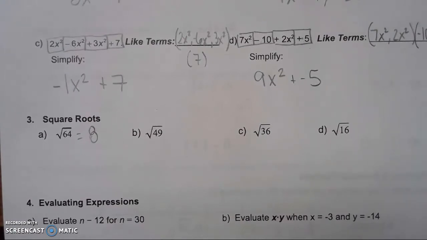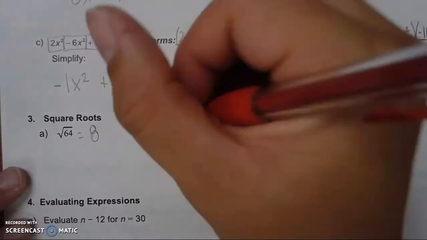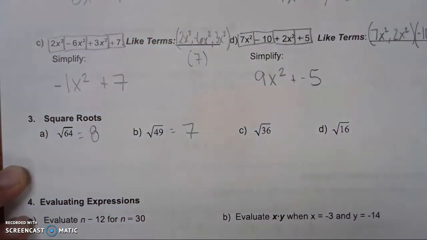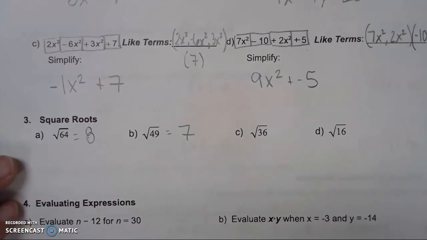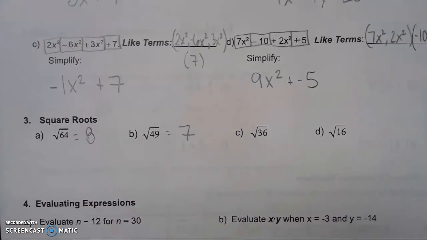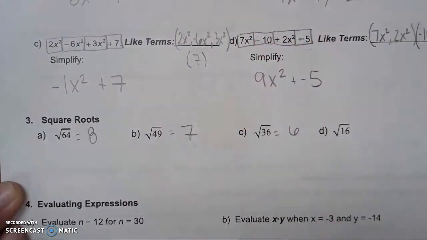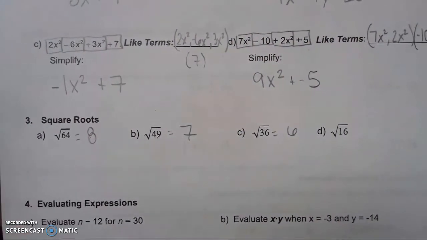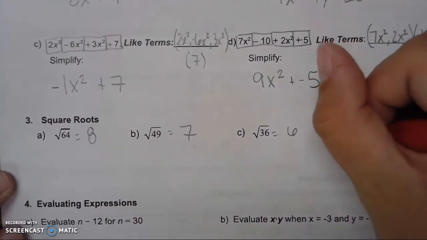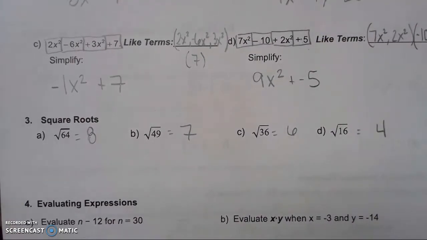With 49, 7 times 7 gives me 49, so the square root of 49 is just 7. The square root of 36, if I were to take 6 times 6, that gives me 36, so the square root of 36 is 6. And then the last one, D, the square root of 16, 4 times 4 gives me 16, so my answer here is 4.